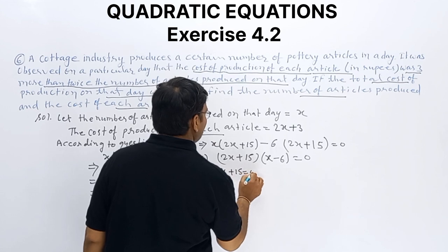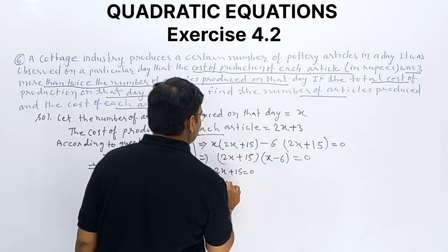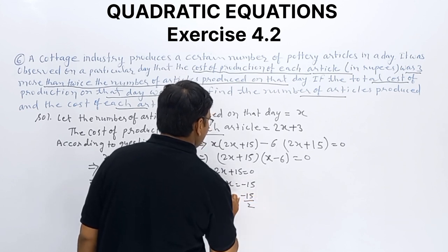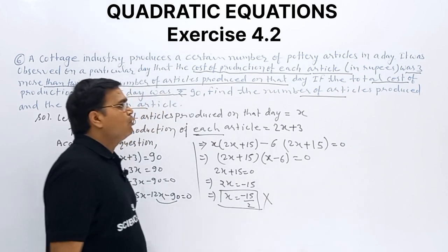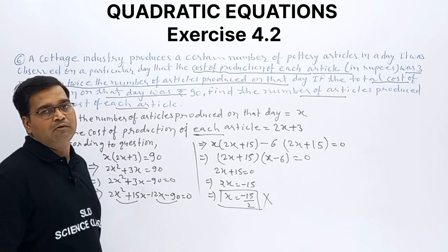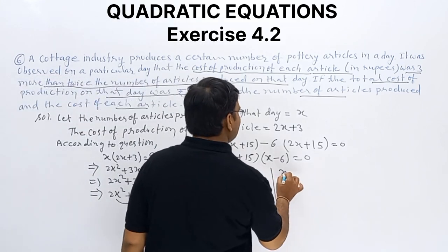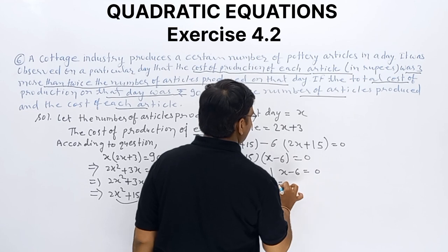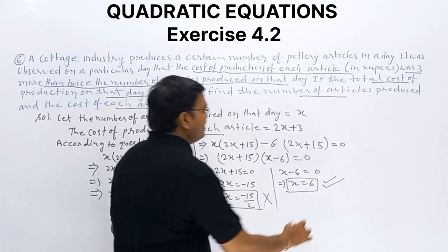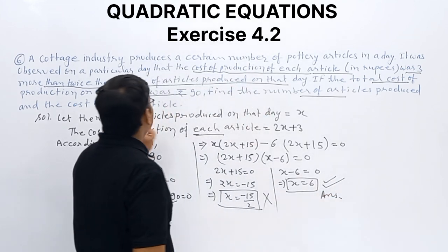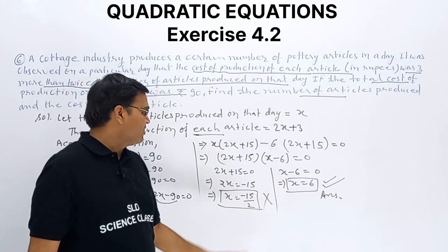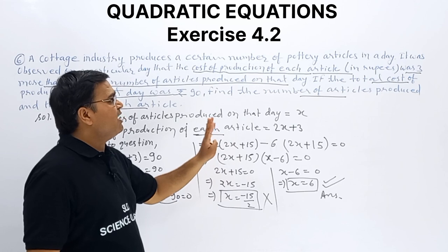2x plus 15 equal to 0. What are we getting? 2x equal to minus 15, x equal to minus 15 by 2. This is not possible because the company produced a certain number of articles. Negative is not possible. Take the other factor: x minus 6 equal to 0, x equal to 6. It means the number of articles produced on that day, x, is 6. The negative is not possible, so 6 is the one answer.